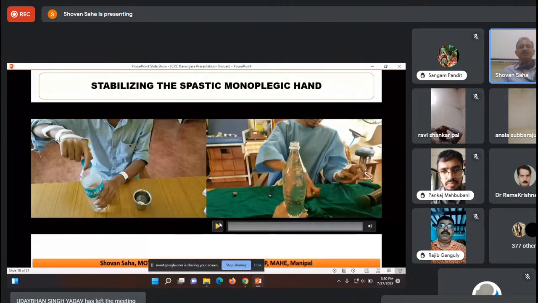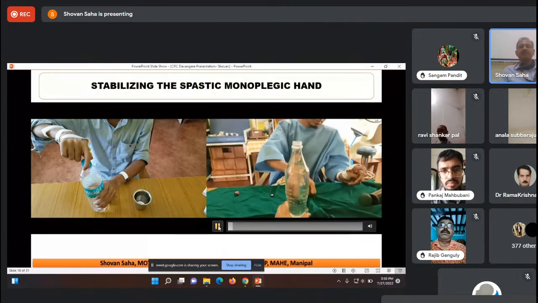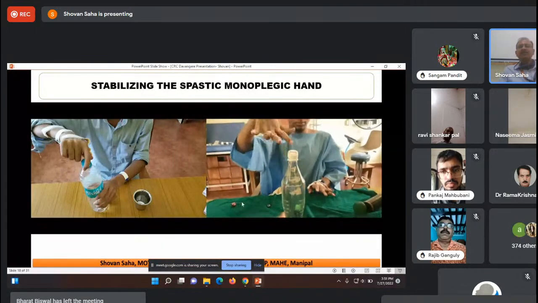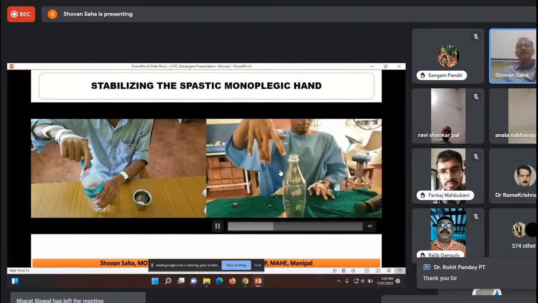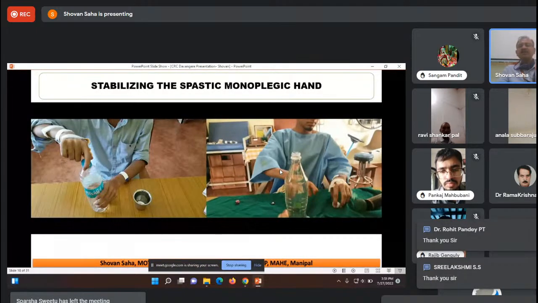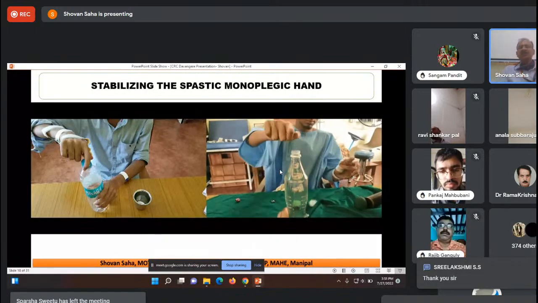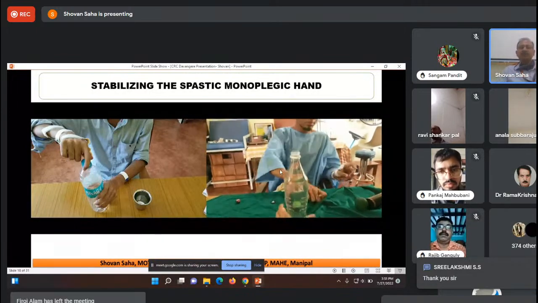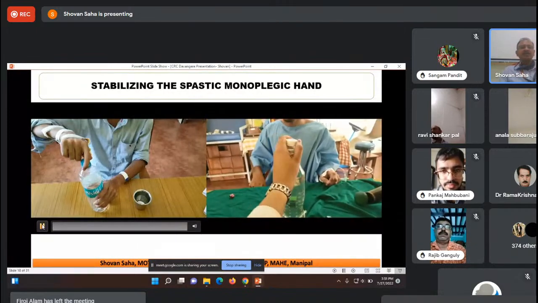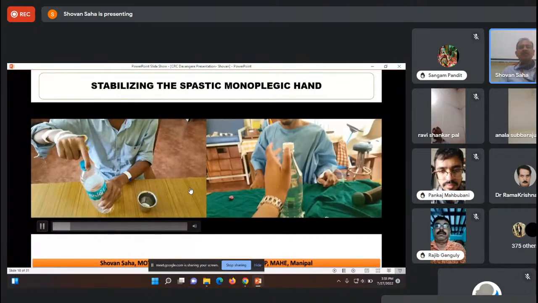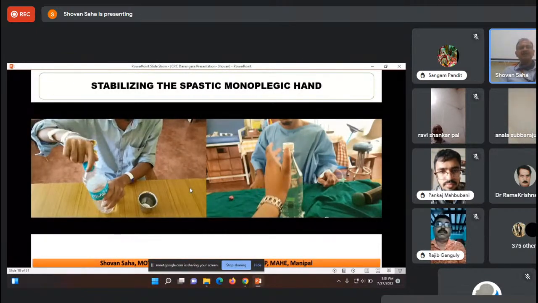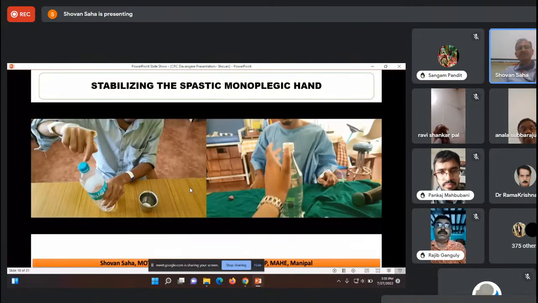Okay, so you can see here a monoplegic. The task we have given is to place the cap over the bottle and just position the hand on top of the bottle. So this is the task given. For this activity, we have given this splint for therapy purposes. Now you can see how the entire limb gets stabilized.